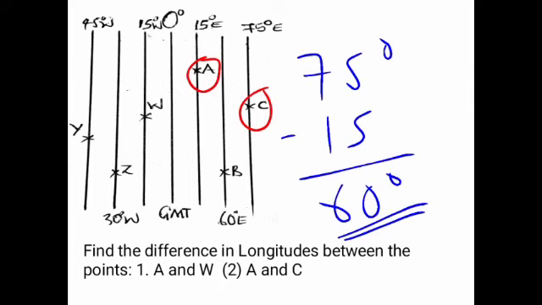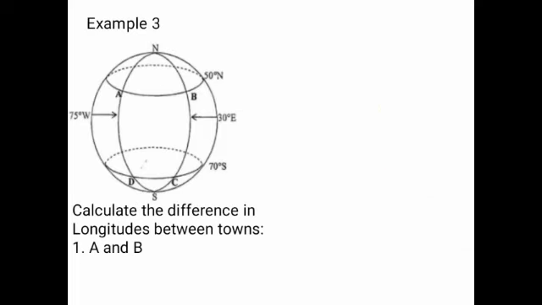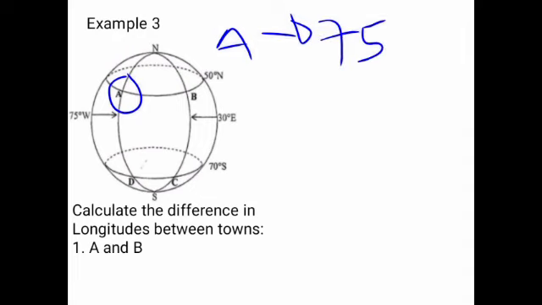Okay, so let's look at practical examples from the exam. The first example here is saying calculate the difference in longitude between towns A and B. So where's town A? Town A is right there. Now in this case, we're no longer looking at latitudes, so we are looking at longitudes. So point A is on which longitude? 75 degrees west.